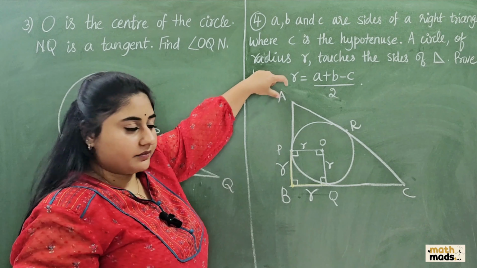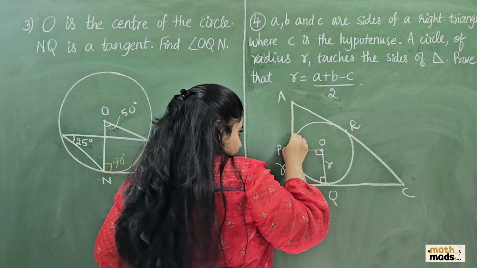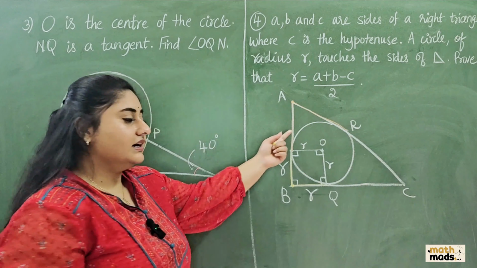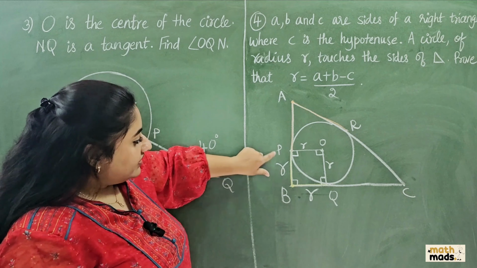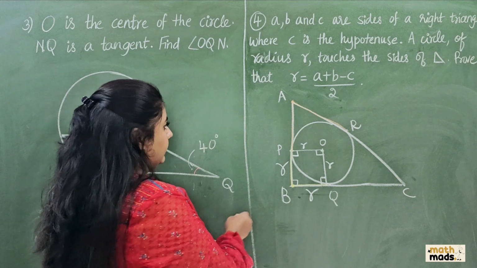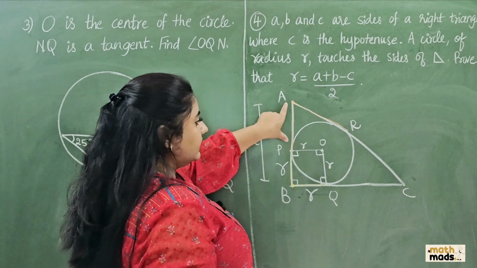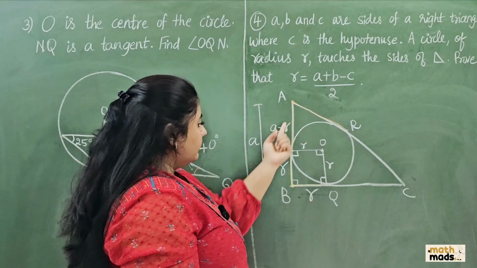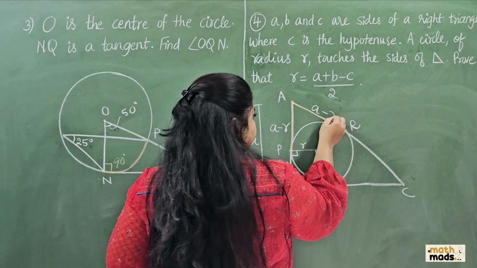Similarly, if I take A as the external point, observe that there are two tangents AP and AR. Obviously these two will be equal, but what is the measure? If part of AB is R and we know that the entire thing is A, then what will be the remaining part? AP will be A minus R. If AP is A minus R, then AR will obviously be A minus R.